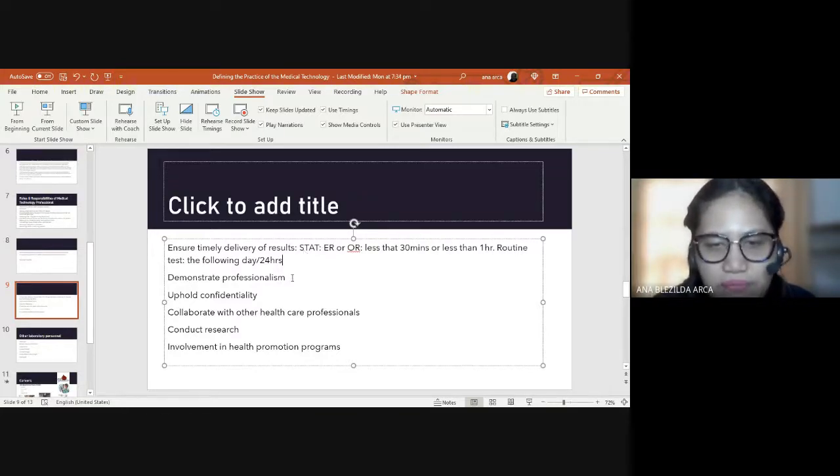Next is demonstrate professionalism, of course. Uphold confidentiality, sabi ko na kanina. Collaborate with other healthcare professionals, conduct research, and involvement in health promotion programs.